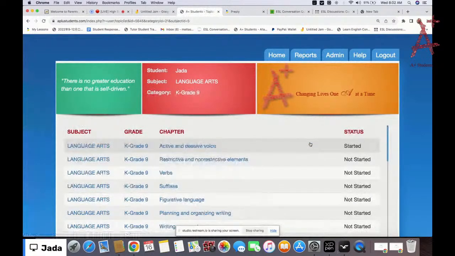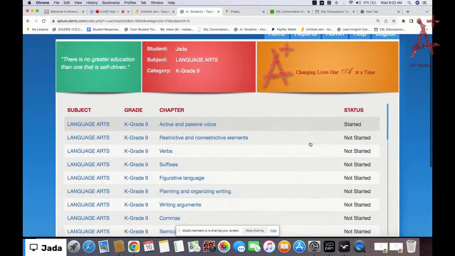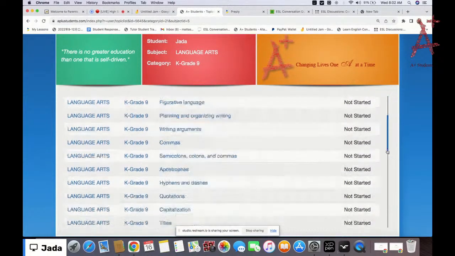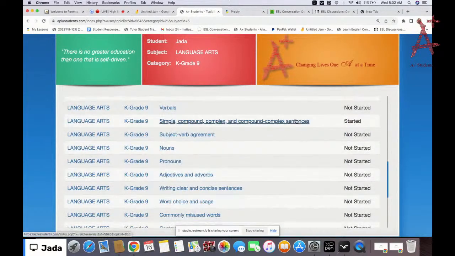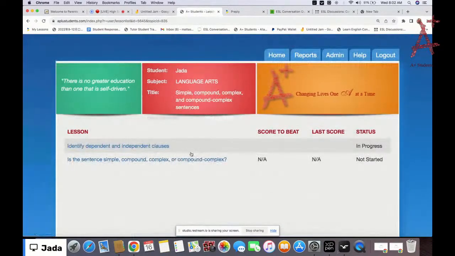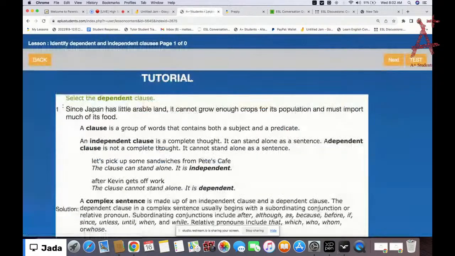Okay, so we're having the chapter simple, compound, complex, and compound-complex sentences. This is it here. And we have two lessons from the simple, compound, complex, and compound-complex sentences. We have two lessons here, and we'll try to complete both of them. So we'll just start from the first part.